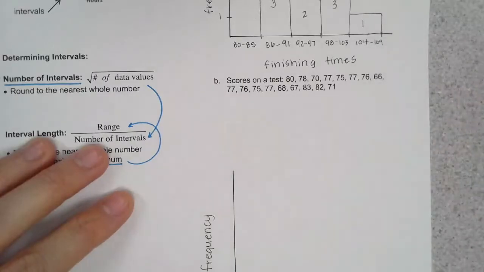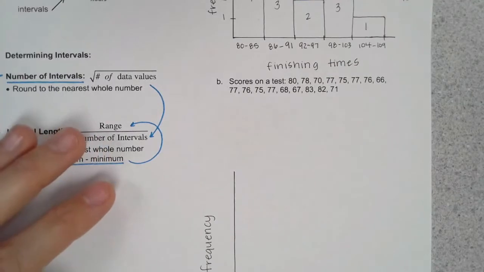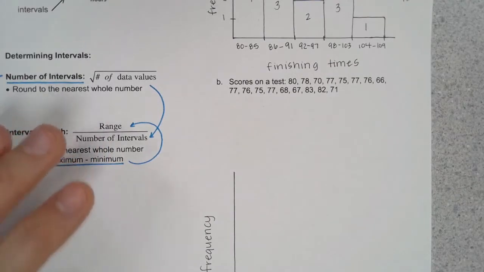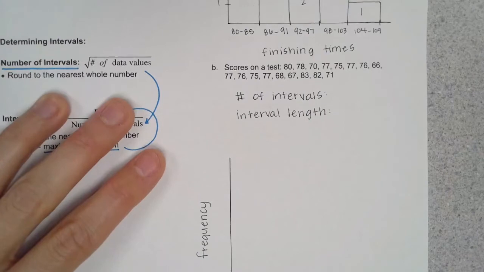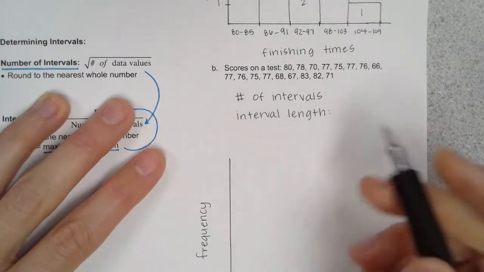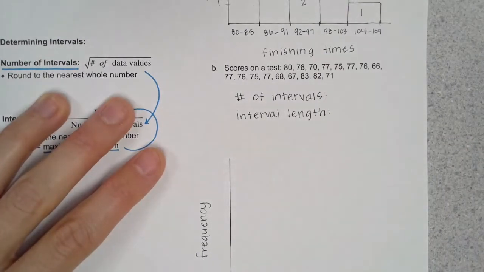Alright, so in this next example, we're doing the same thing. This one's about scores on a test, and so we're going to start off by figuring out the number of intervals and the interval length that we're going to be using for this histogram. And so remember, to figure out the number of intervals, you have to count how many numbers are in the list of data, and for this one there are 17 numbers in the list.